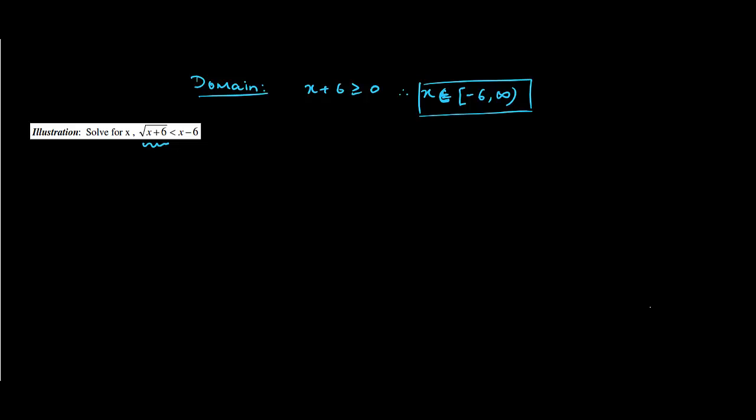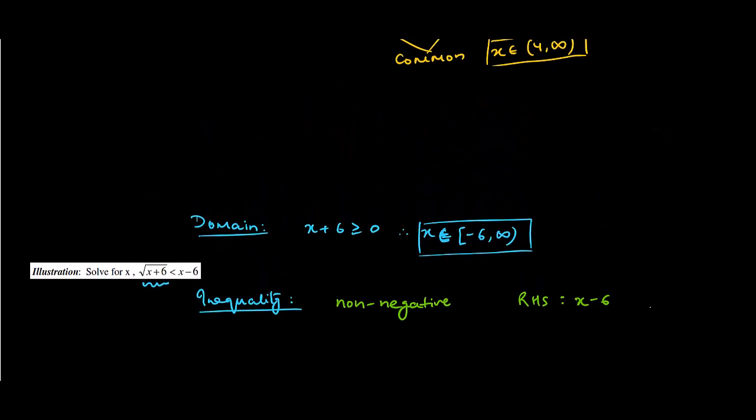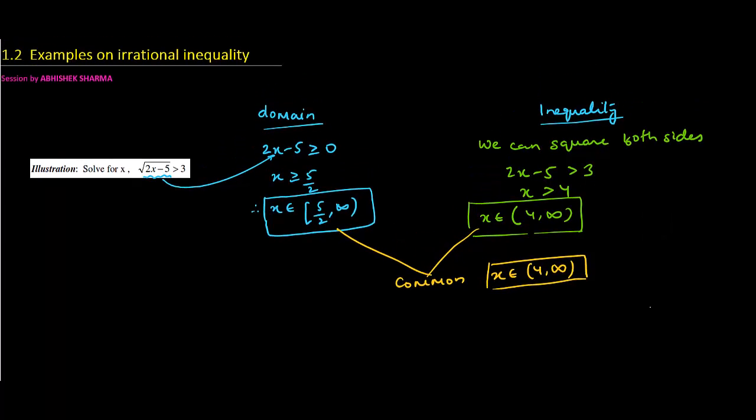Now if we solve the second component, which is solving the actual inequality part, and observe this inequation carefully, what you find is that the left hand side is clearly non-negative because it involves a square root and the output of the square root cannot be negative. So the left hand side is clearly a non-negative number. But the right side contains x minus 6. Now in the previous problem the right side was 3, which was a positive number. So therefore we could go for squaring on both the sides.